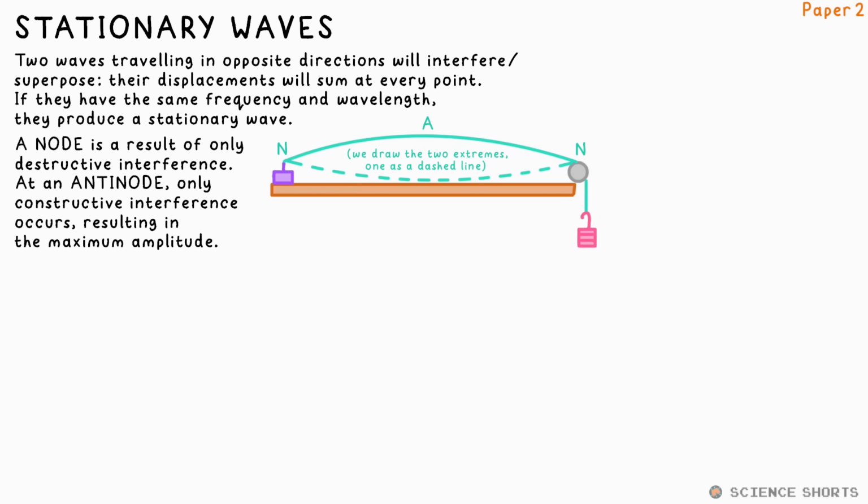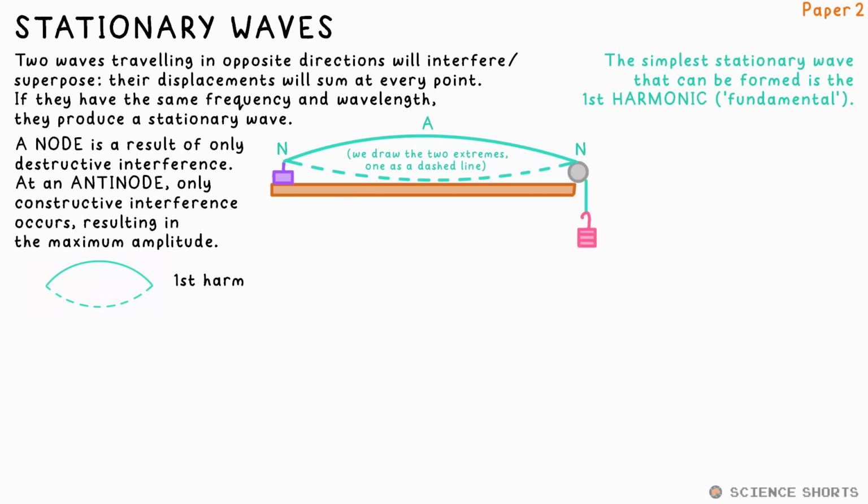At all other points, the resulting wave will oscillate due to constructive interference. Where the amplitude is at a maximum, these are called antinodes. We can see this if we attach a string under tension to a vibration generator. The wave is sent down the string, it reflects at the pulley, goes back the other way, and then these two waves interfere, superpose. The simplest stationary wave looks like this. We call this the first harmonic, or the fundamental mode. One loop, one antinode, and a node at both ends.